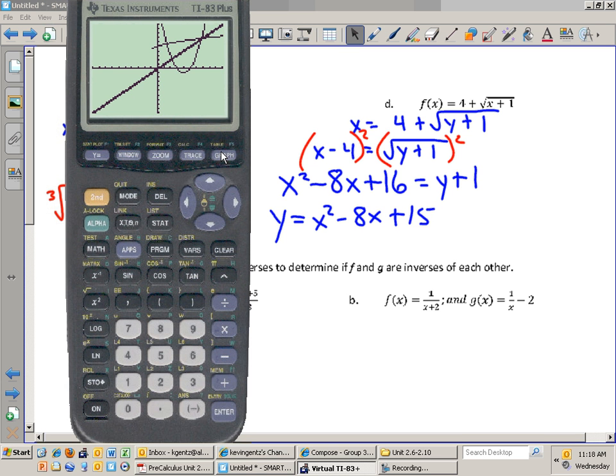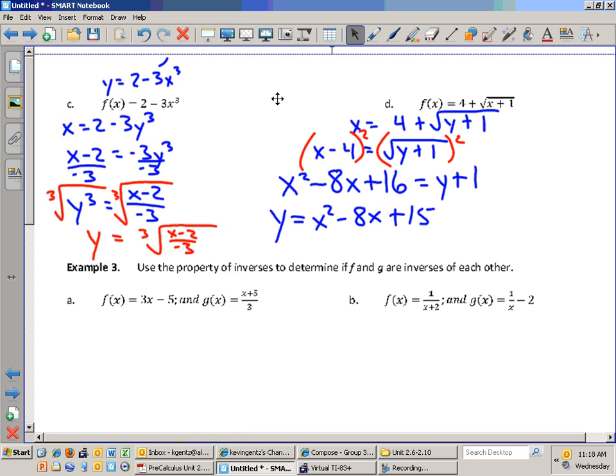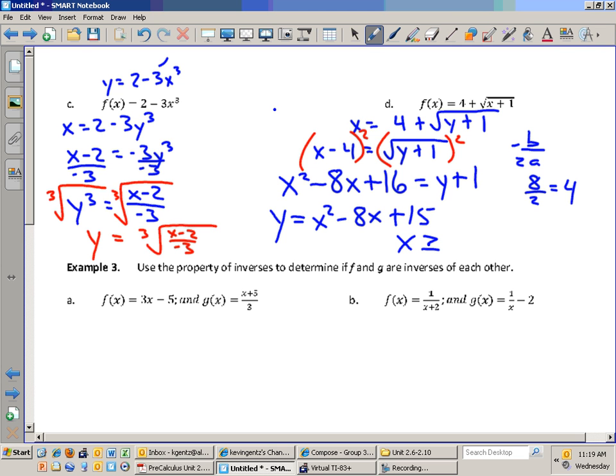But to the right of what point? What point do I need to focus on here? The vertex. I need to focus on the x value of the vertex. So I want to limit the graph to be everything to the right of the x value of the vertex. How do I compute the x value of the vertex? Negative b divided by 2a. Very good. So I have negative negative 8 or positive 8 divided by 2 is 4. So in other words, I'm only talking about x values greater than or equal to 4.